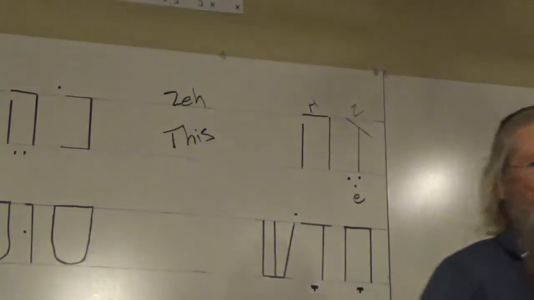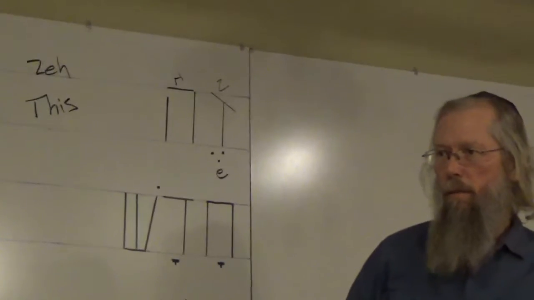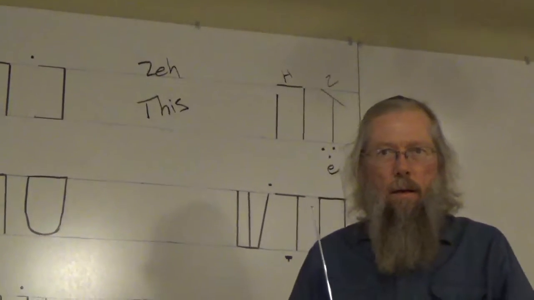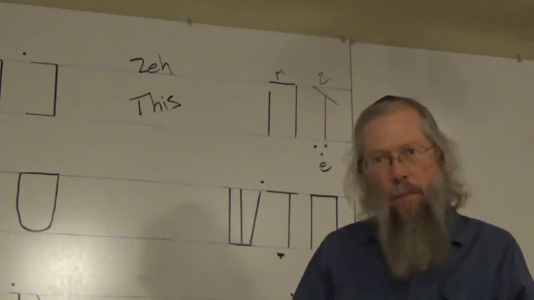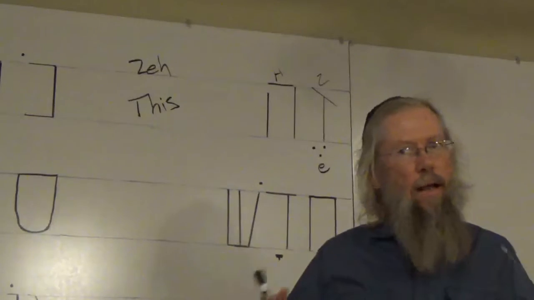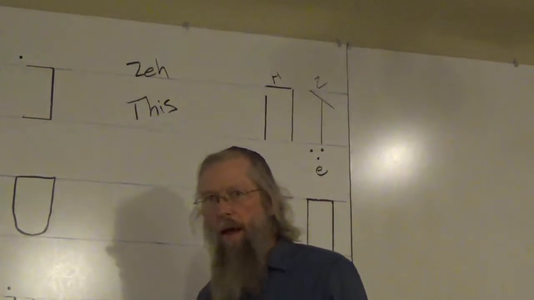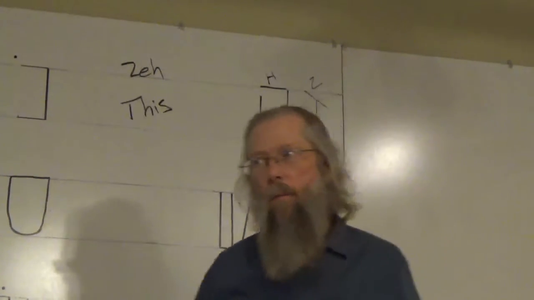So Zeh would be anything this. Anything present. Well, not necessarily present. Anything like this pen, this board, this room. Anything where you would say this. Zeh is this, as opposed to that. This and that. By the way, you know what the difference is in modern Hebrew?